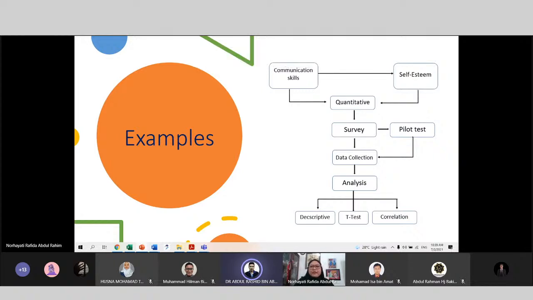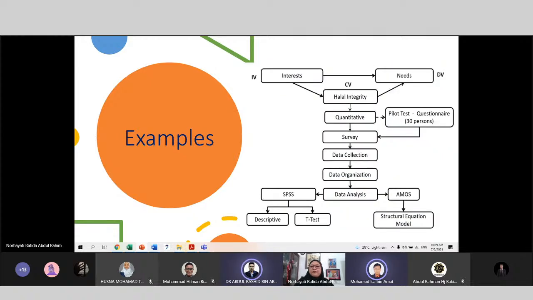Dr. Isa, are you there with me? Yep. I'm just wondering about asking the qualitative and mixed method. How does the diagram look like? There you go.